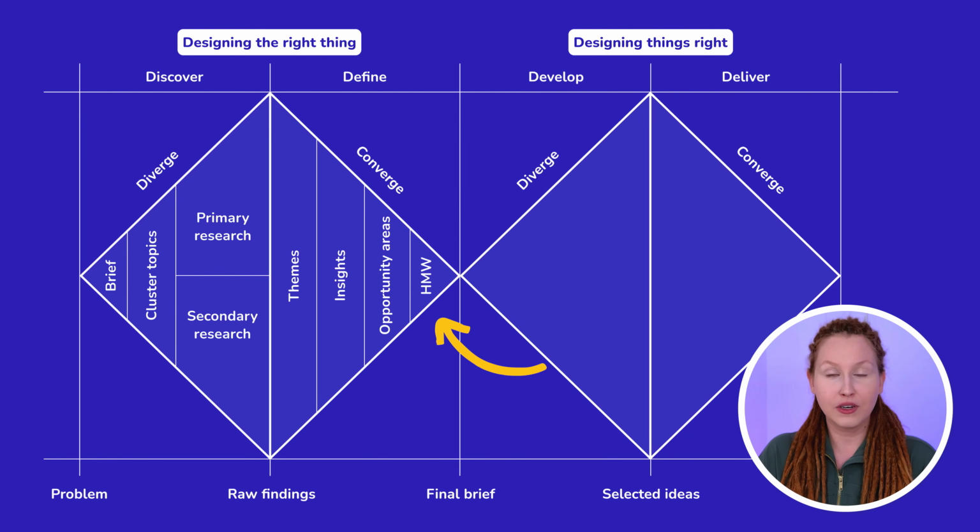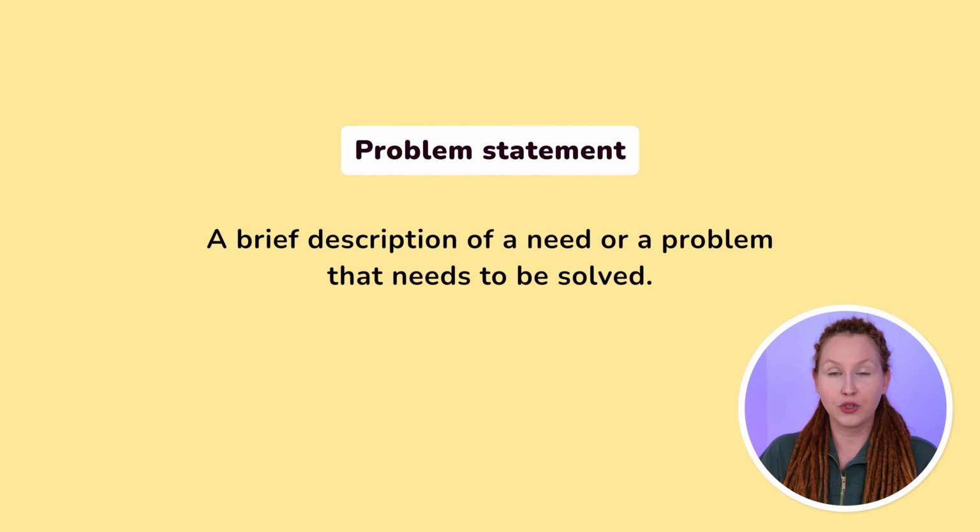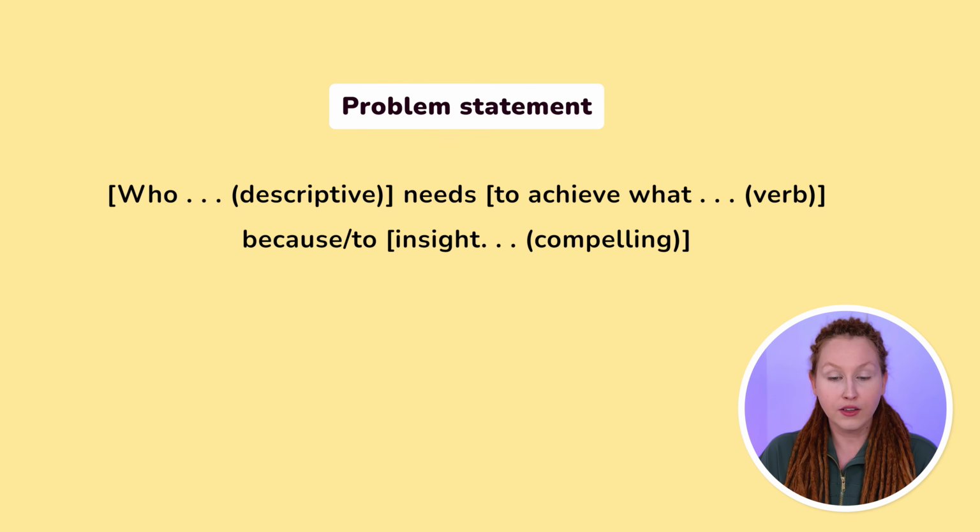Another thing that we need to focus on are problem statements and how might we questions. They allow us to scope down the focus and really define what's important in the project. A problem statement is a brief description of a need or a problem that needs to be solved. And we have a template here. Who needs to achieve what, because to, and a compelling insight.